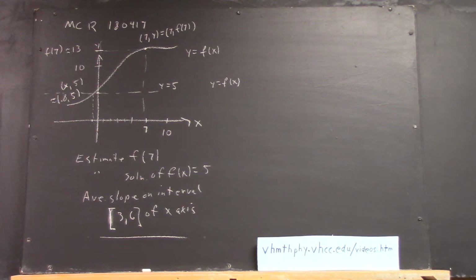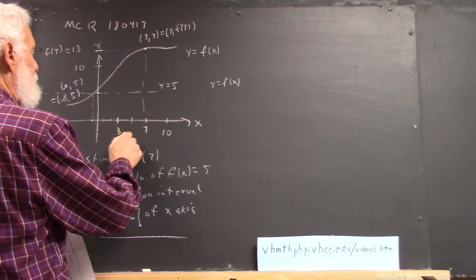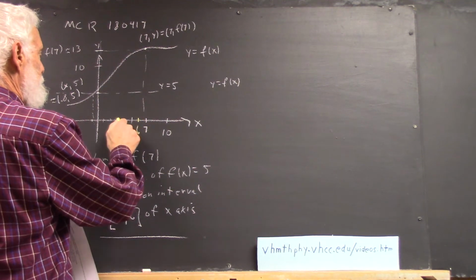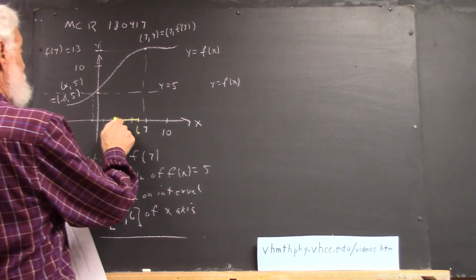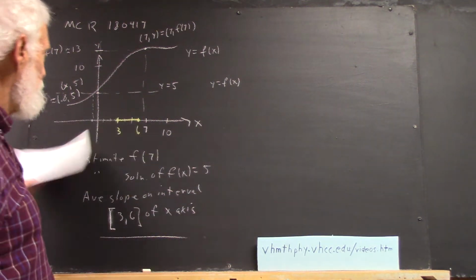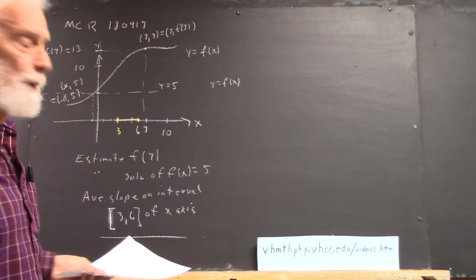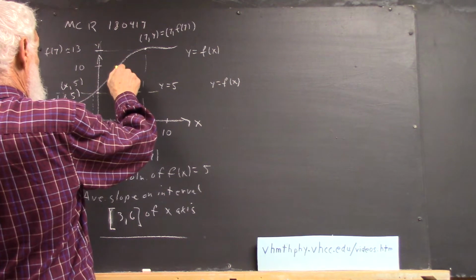Okay, average slope on the interval 3, 6. Well, here's 3, and here's 6. So here's the interval of your x-axis, right? And if you want to be complete about it, you put a closed dot on each of these to show it's a closed interval, but that doesn't really matter in this context. Still, a good idea to do it.